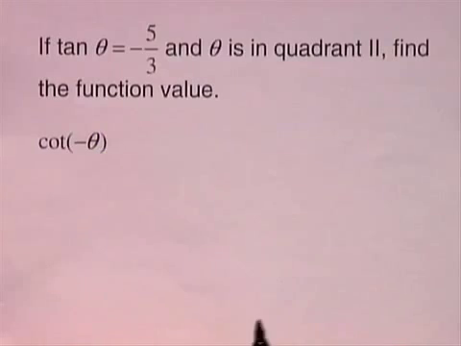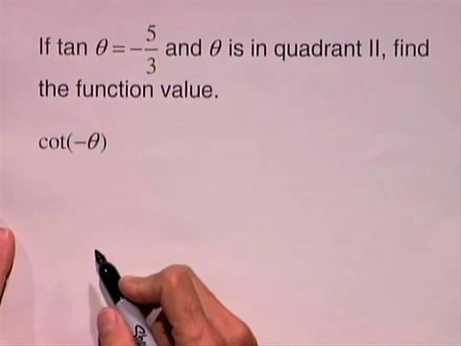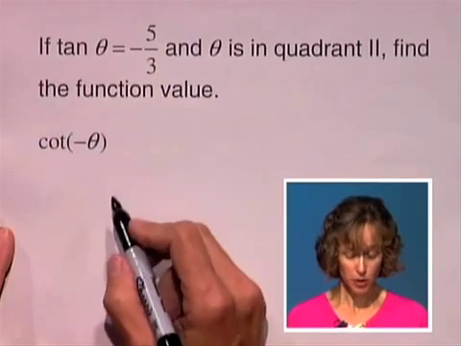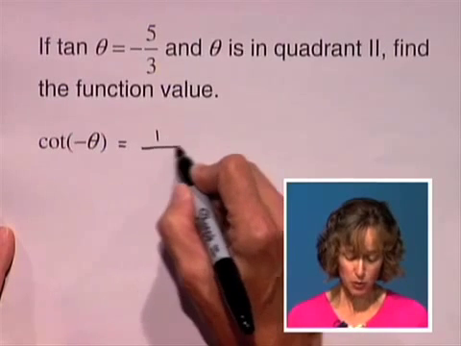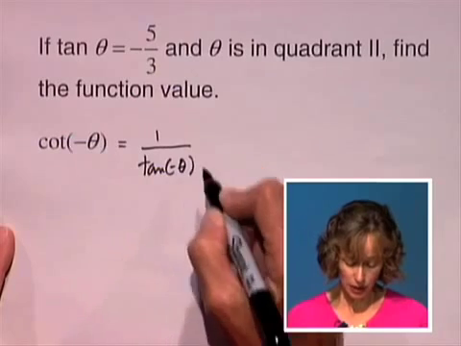Let's do one more part for this example. Again, here's what we're given. Tangent theta is negative 5/3. Theta is in quadrant 2. We want to find the cotangent of negative theta. The cotangent is related to the tangent in that they are reciprocals. So the cotangent of negative theta is going to be the reciprocal of the tangent of negative theta.